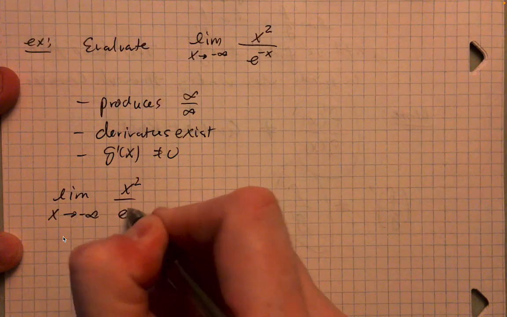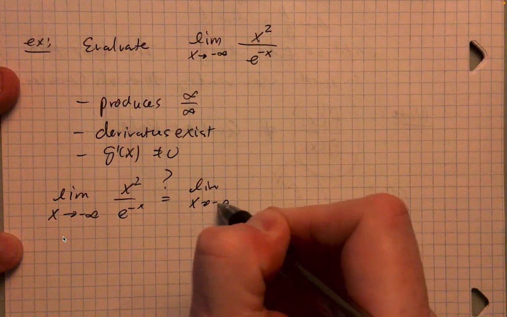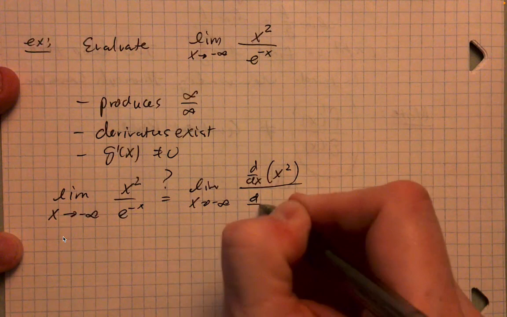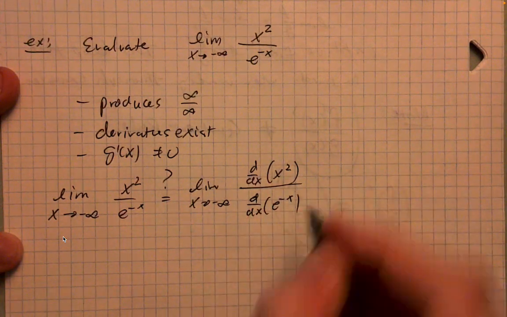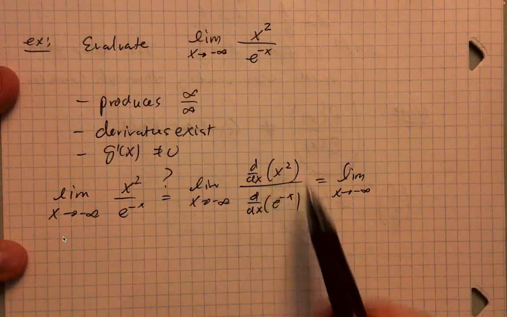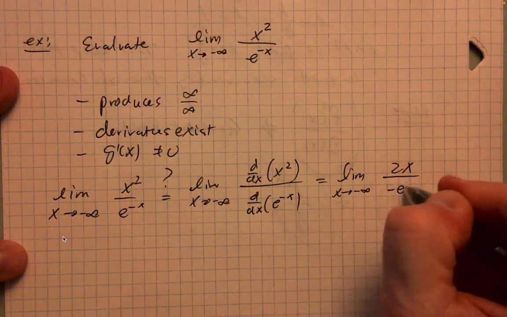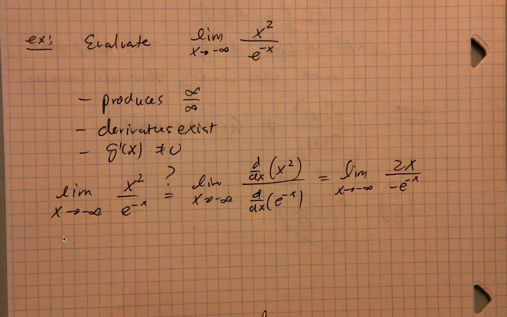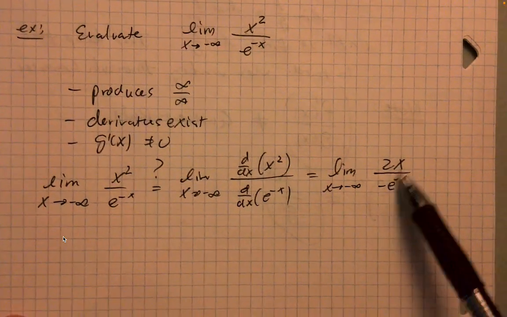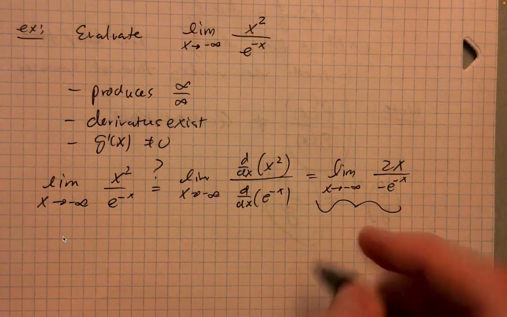So x squared over e to the negative x. So we're going to differentiate this, like so. And what do we get? We get 2x on top, and then down below it's negative e to the negative x. Okay, now what happens here? Well, here we have a problem still, don't we? Right? This guy still produces an indeterminate form.